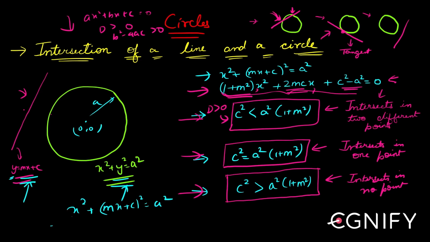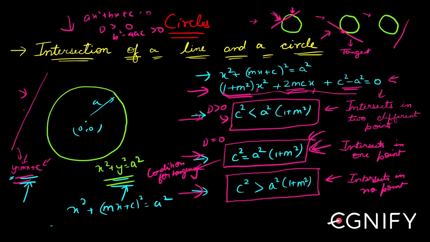For this case, your line should just intersect in 1 point. For that, your discriminant should be equal to 0. That means both roots should be the same, they should repeat. So when you put discriminant equal to 0, you will get this condition. This is the condition for a line to be a tangent. You will see this when we discuss tangents in detail, and you will see that this very same equation will come: c square equal to a square into 1 plus m square. This is the condition for a line having slope m and intercept c to be a tangent to a circle.